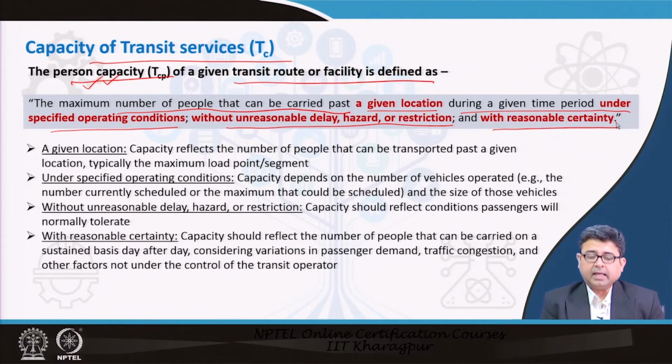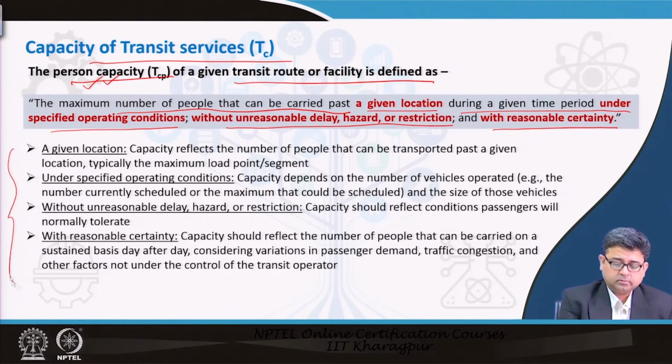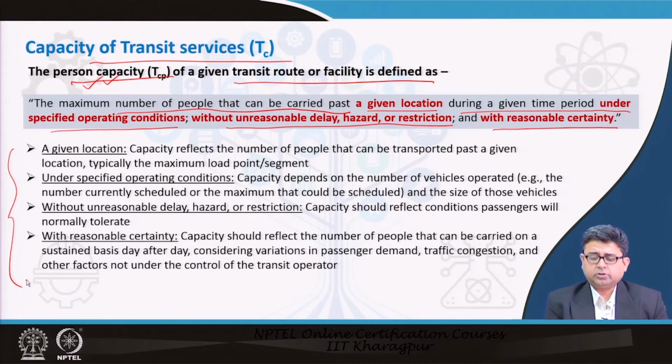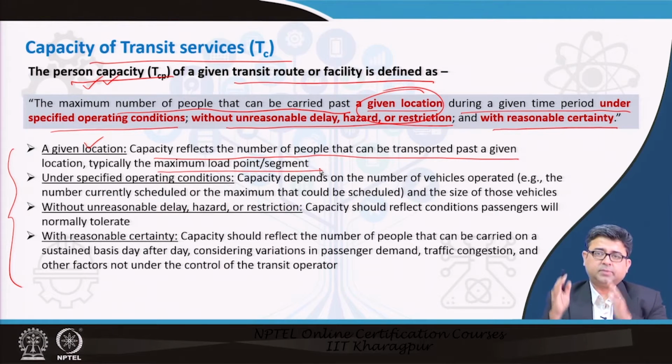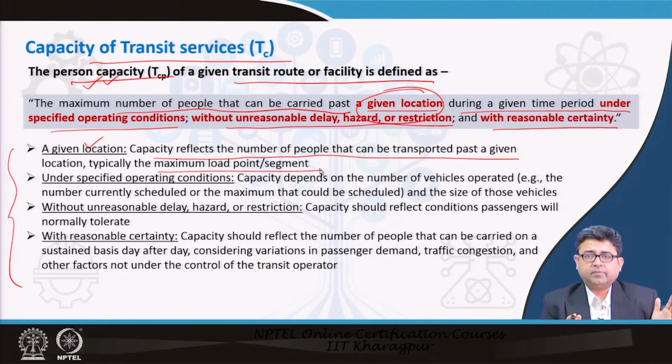So, it is essentially the maximum number of people that can be transported or carried using your public transportation system under certain provisions. These provisions have to be met. So, it is carried past a given location. If you want to know the capacity of your line, you have to pick a location. So, at a given location, the capacity reflects the number of people that can be transported past a given point, typically the maximum load point of the segment. So, you just pick a segment and say that n number of people have crossed this segment on your public transportation system, and that gives you the person capacity.